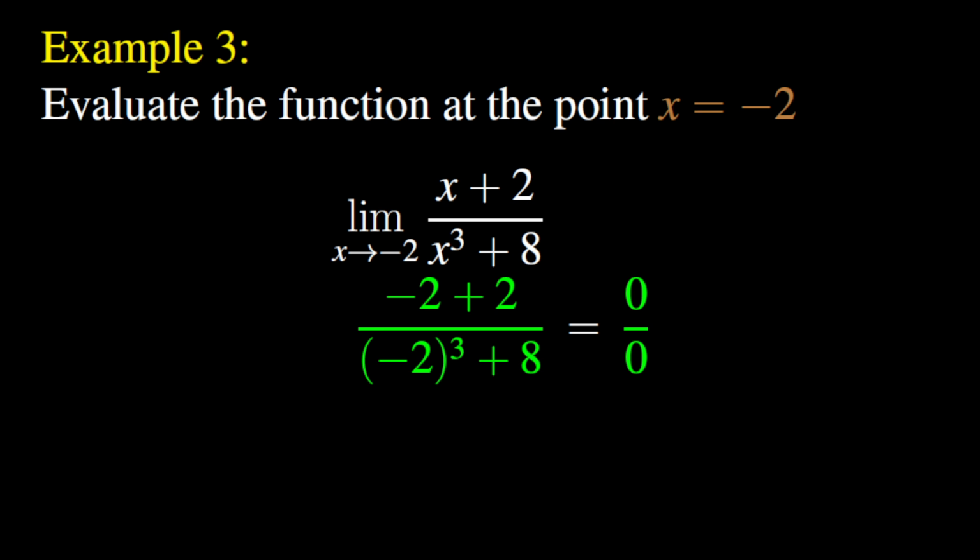As we did in the two previous examples, we will first evaluate the expression at the point x equal to negative 2. It is always advised to try to evaluate the expression at the point where we want to compute the limit. In this case, we get negative 2 plus 2, over negative 2 cubed plus 8, which is 0 over 0. This means that the numerator and denominator have a common factor. So we should try to factorize those polynomials and simplify their common factor.